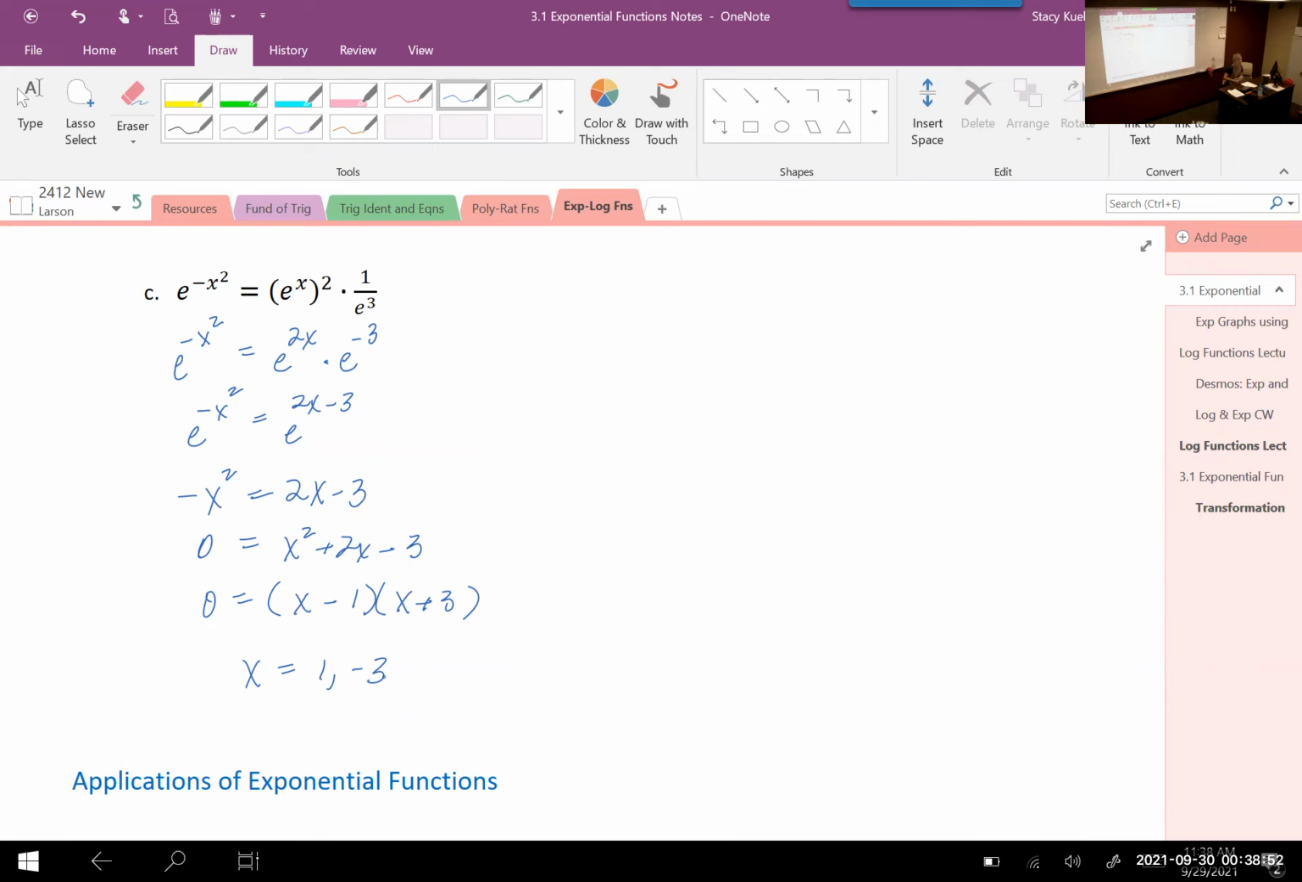All right, so those are some examples of how we can use the one-to-one property to solve our exponential equations that we're just kind of looking at today. That's specifically using the one-to-one property. And it's using our rules of exponents that we were talking about, okay?